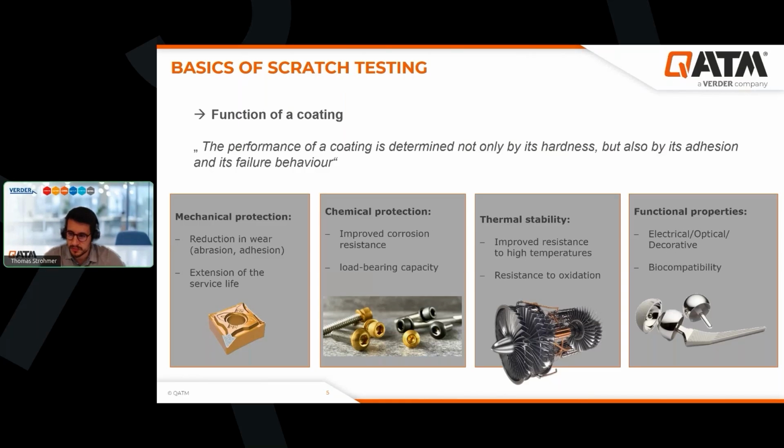The second one is chemical protection. Coatings protect surfaces from corrosion, oxidation, or attack of any kind of aggressive media, particularly in the chemical or energy sector. Coatings play a really big role in ensuring the service lifetime and reliability of the components themselves.